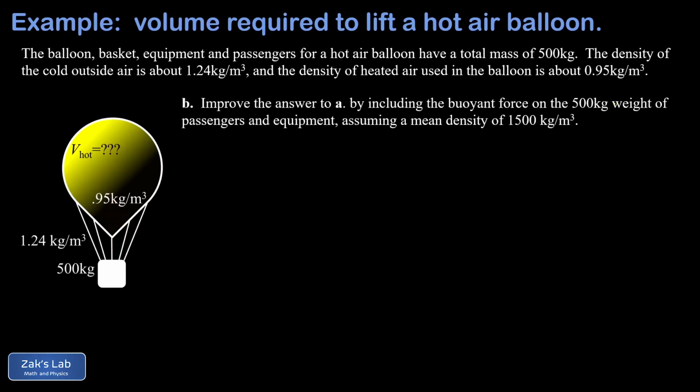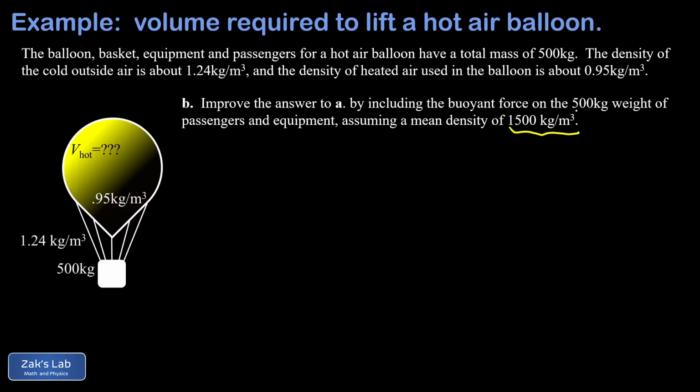So let's improve on our answer by including the buoyant force on the passengers and equipment themselves. So we were given a total mass there of 500 kilograms. Now we're given the average density of all the people and equipment as 1,500 kilograms per cubic meter. Well, to find the buoyant force caused by these people and equipment simply being immersed in cold air, we need to get their total volume first.